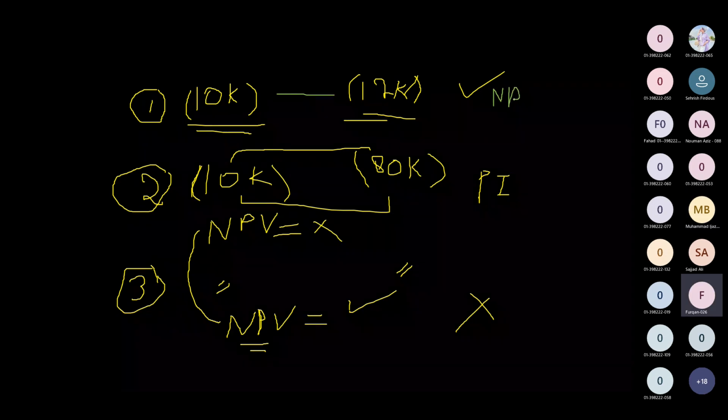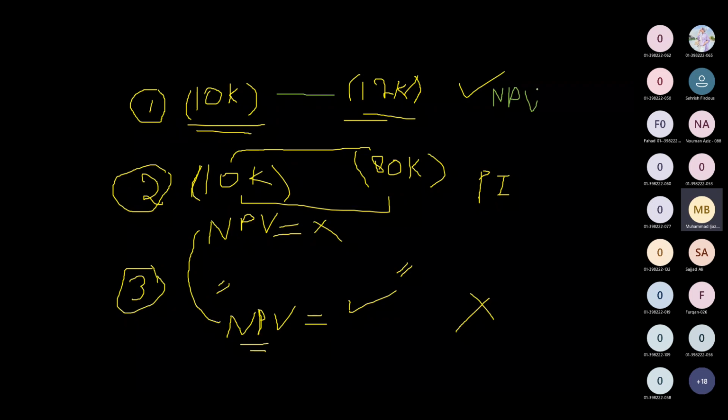Now, second thing, if the difference in initial investment is big, then you will check the difference in NPV. So you calculated NPV and you found that the difference in NPV is not that big. In this case, PI is a better choice. But if the difference in NPV is again big, in that case, I will use NPV as a decision criterion. Is it clear?